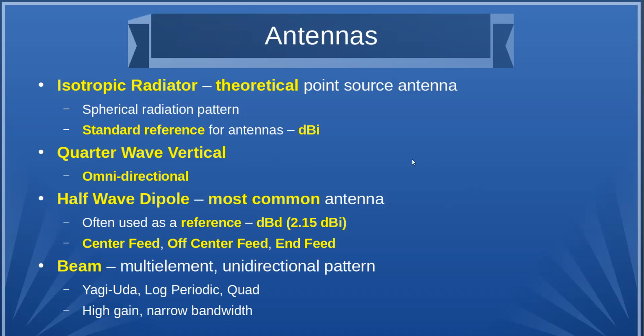Next, most common probably in ham radio, is half-wave dipoles or variations of a half-wave dipole. Dipole means there's two poles. It's got two elements that are basically opposite polarities of the signal. Sometimes you use it as a reference, dBd. It's claimed to be 2.15 dBi more than an isotropic. That's theoretical. Now, because of ground reflection, it's actually more like 6 dB.